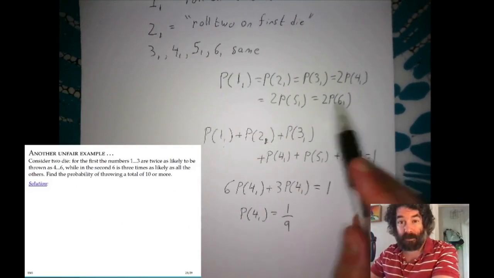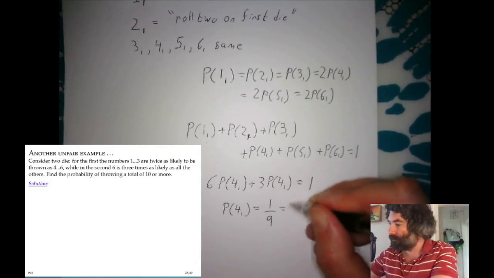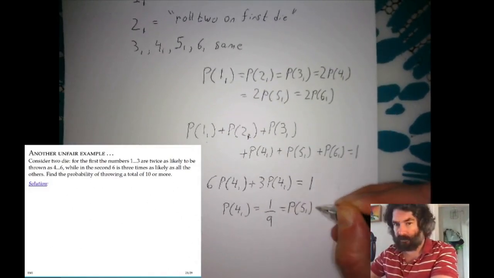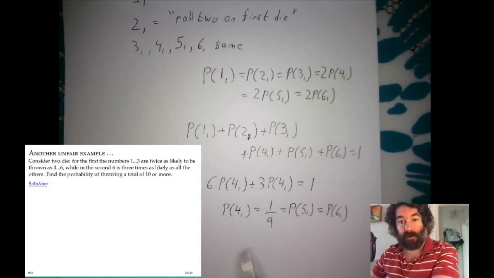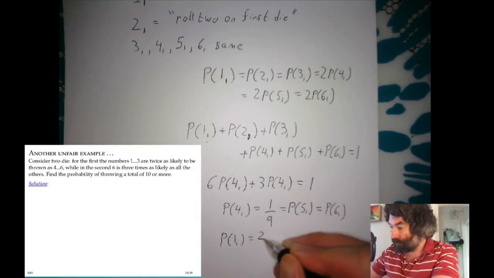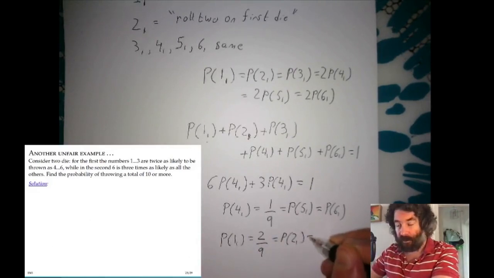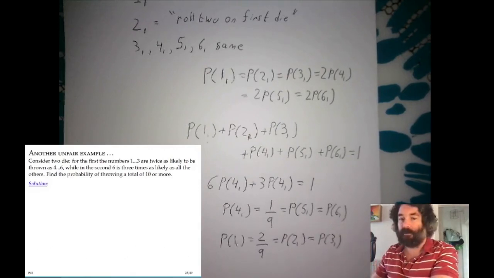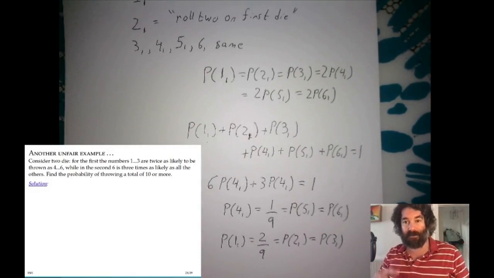All right, and that was the same as the probability of rolling 5 or 6. And the probability of rolling 1, 2, or 3 is 2 times that. So the probability of rolling 1 is 2/9. And that's the same as the probability of rolling 2 and the probability of rolling 3, all on the first die. All right, so this gives us all the probabilities related to the first die. What are the probabilities of rolling different numbers on the first die? Okay, and so we'll remember that.